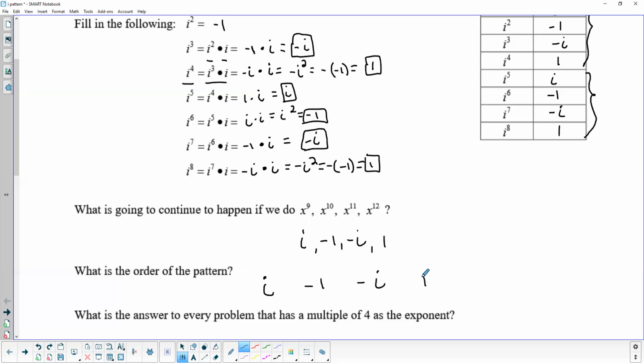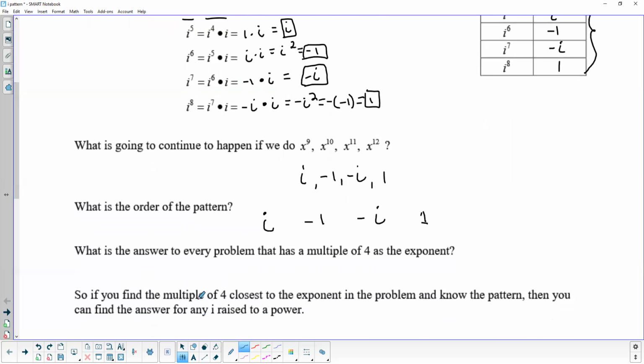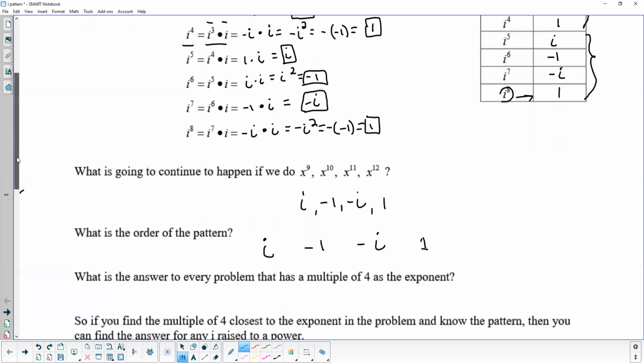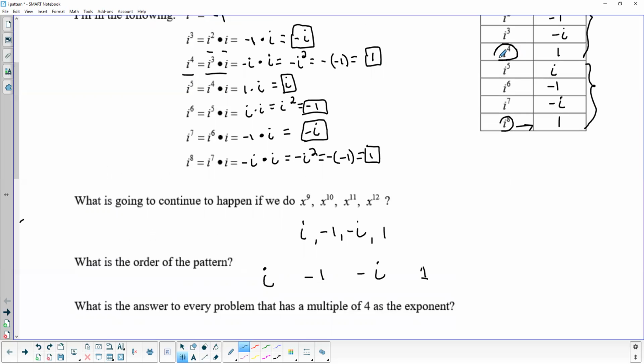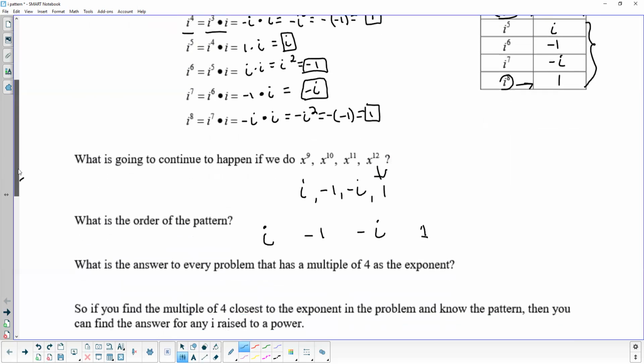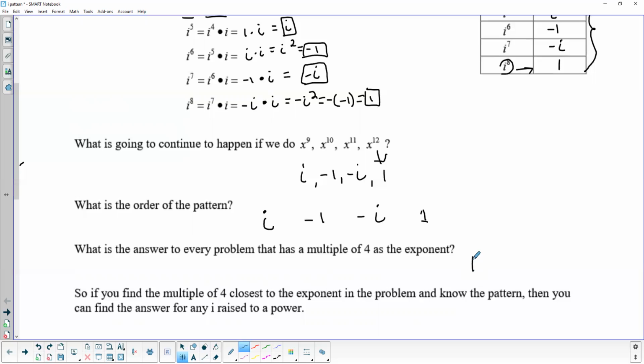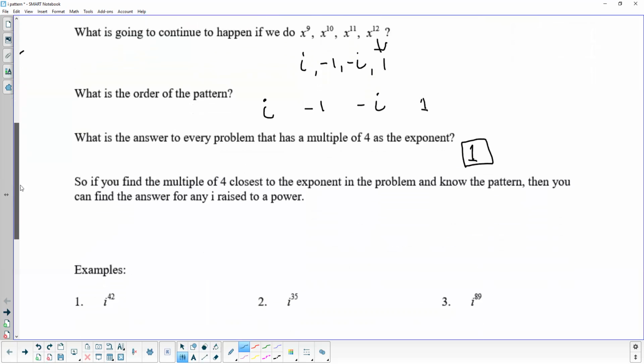All we need to know is what multiple of 4 we are dealing with. What is the answer to every problem that has a multiple of 4? As you notice, i to the 8th is 1, i to the 4th is 1, i to the 12th ended up being 1. So anytime you get a multiple of 4, you know the answer is 1. We're going to use this to our advantage in the problems down below.